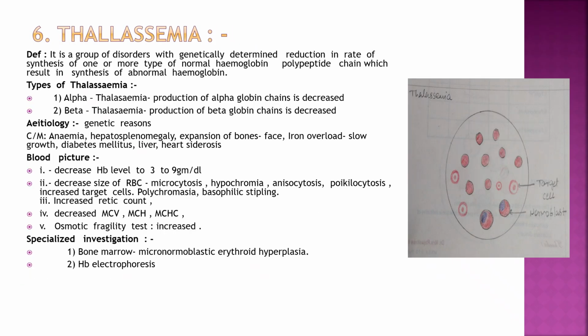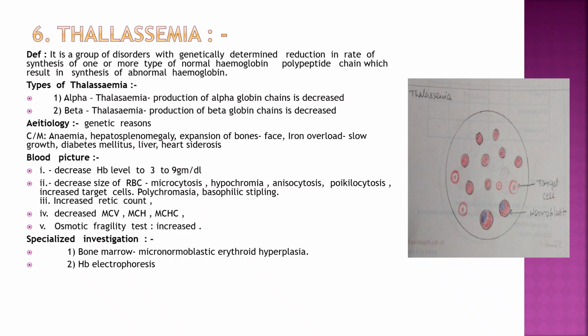Thalassemia is a group of disorders which genetically determine reduced rate of synthesis of one or more types of normal hemoglobin polypeptide chain, either alpha or beta chain. So there are two types of thalassemia: alpha thalassemia, when there is reduced alpha polypeptide chain, and beta thalassemia, when there is reduced beta polypeptide chain.